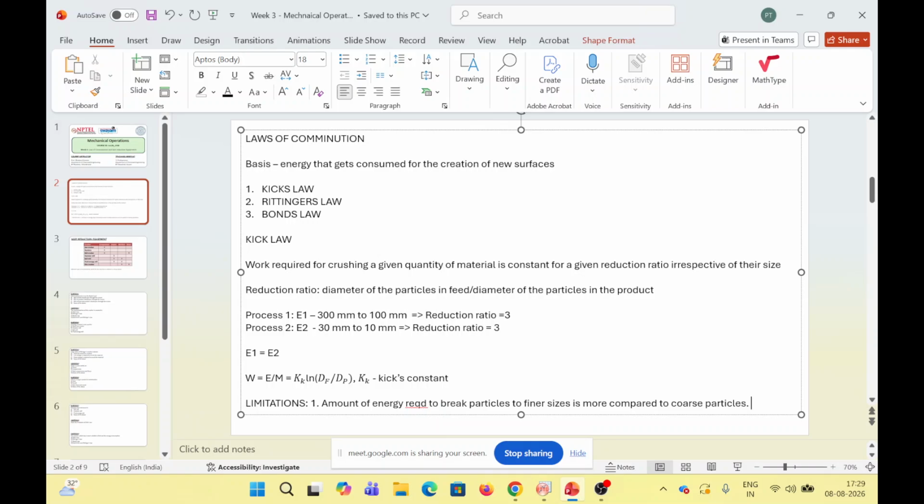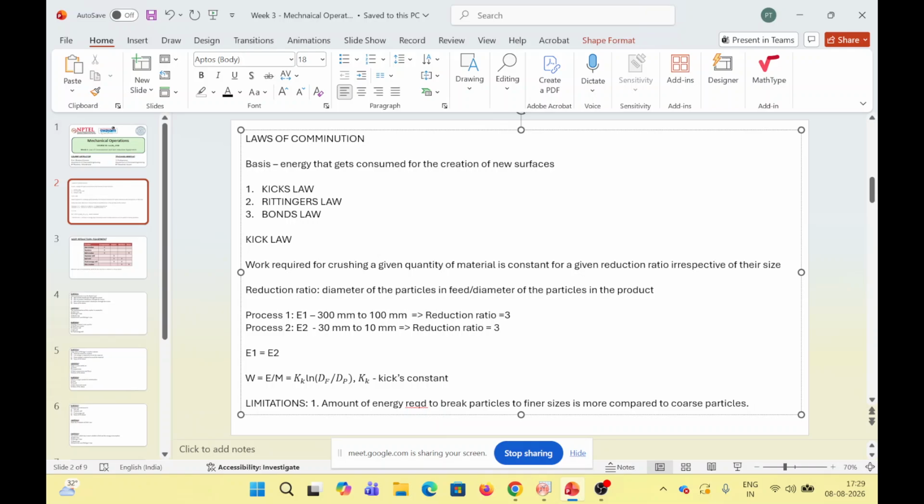So this is going to be one of the major drawbacks or limitations of Kick's law. Kick's law assumes that the amount of work you put in to crush a material is going to be constant for a given reduction ratio, irrespective of the size of the particle.